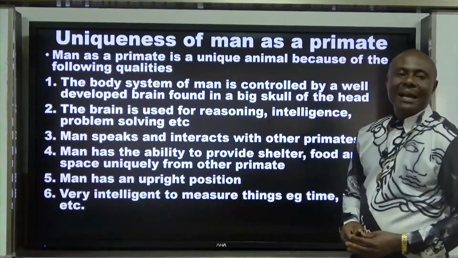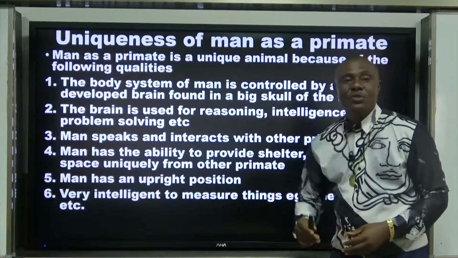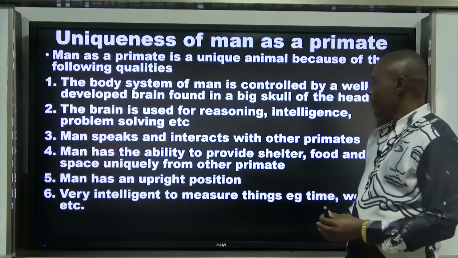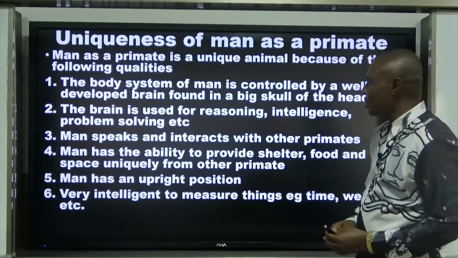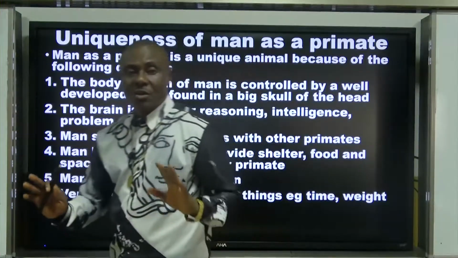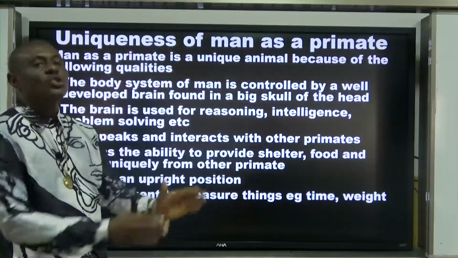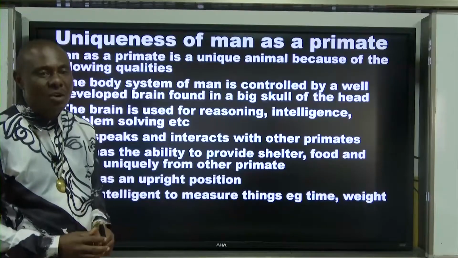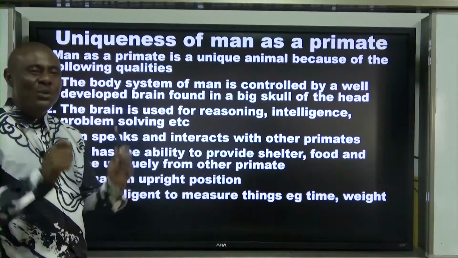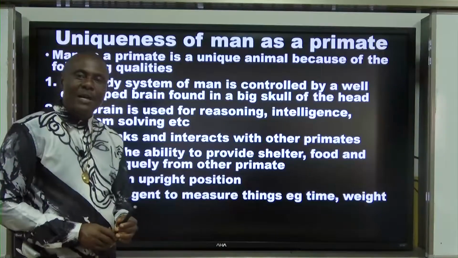Man has the ability to provide shelter, to create space, to look for mates, food, and every other thing. Why? Because of the sense of belonging that is brought about by the balance in the size of the brain. We also have that man has an upright position, being a primate, and is a very intelligent organism because it has the ability to measure. It measures correctly: weight, size, height, even forecasting into the future. These are the abilities of man as a result of a well-developed brain. This well-developed brain gives man a uniqueness that differentiates man as a primate from every other primate.